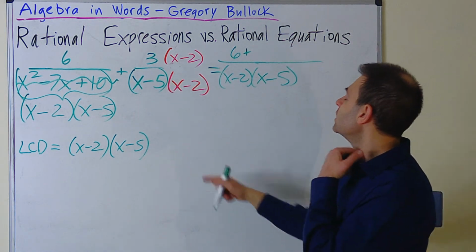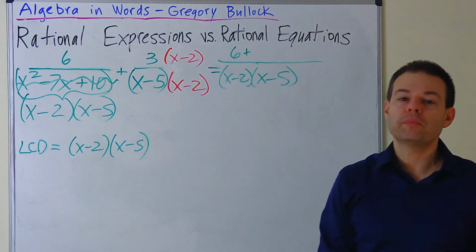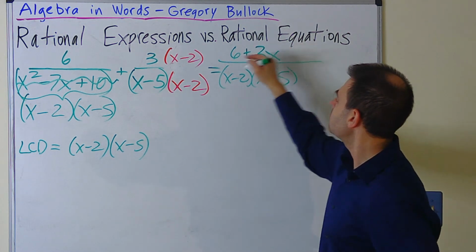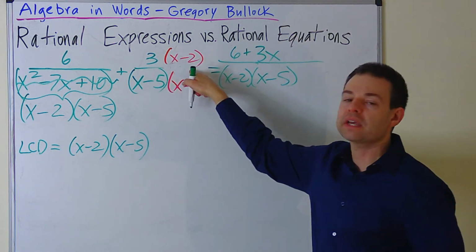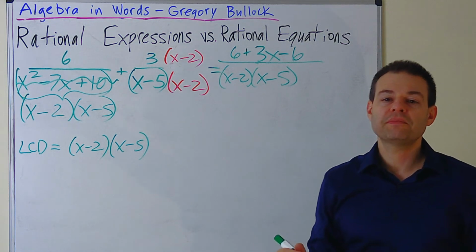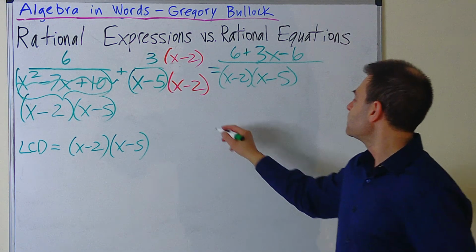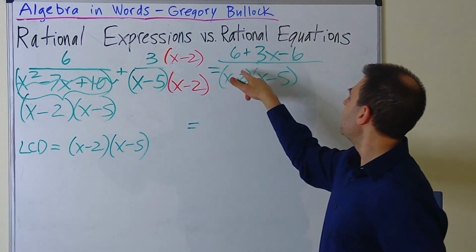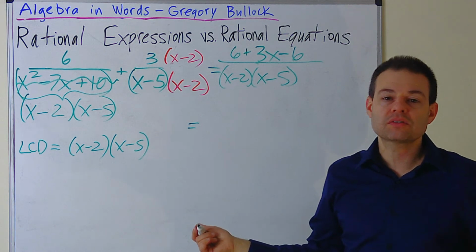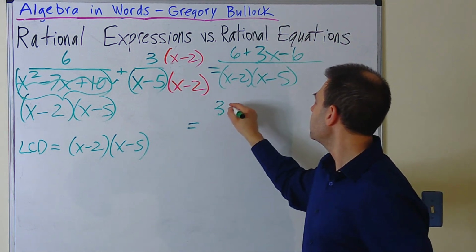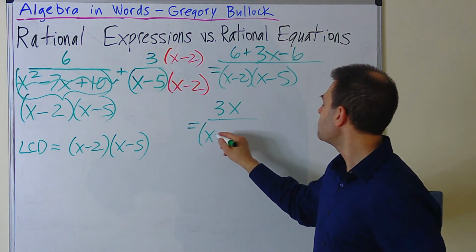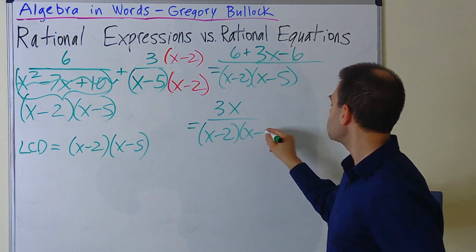We're going to write plus from here. And now we're going to distribute the 3 through the group x minus 2 and write what that equals here. So 3 times x is 3x. 3 times negative 2 is negative 6. And we're going to continue to simplify mainly in the numerator. So let me come down here. And now we have 6 minus 6. That cancels out to 0. So the 6's are gone, leaving only 3x in the numerator. And in the denominator, we have x minus 2 times x minus 5.